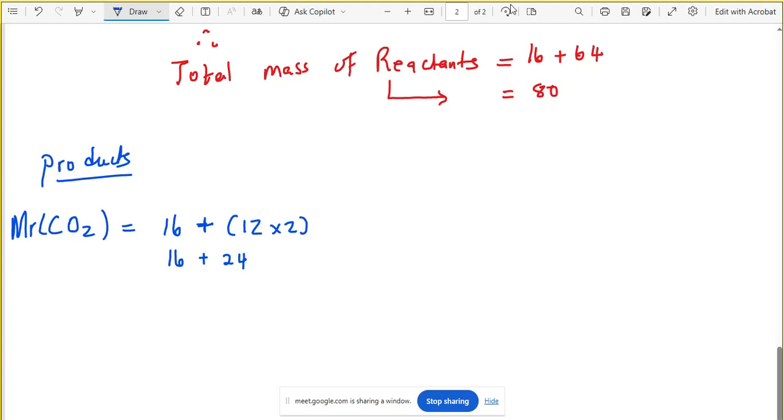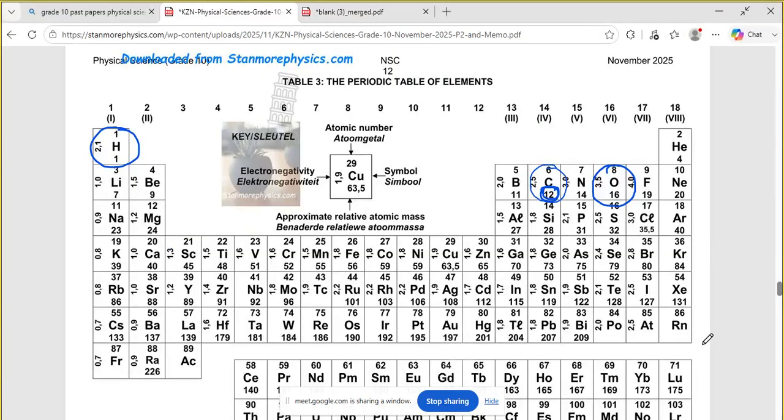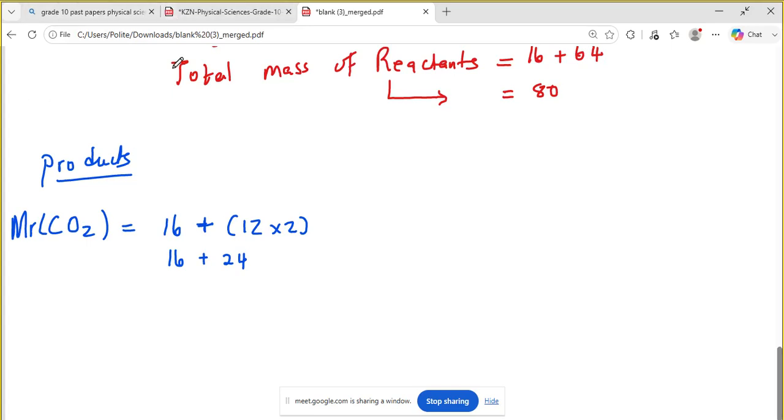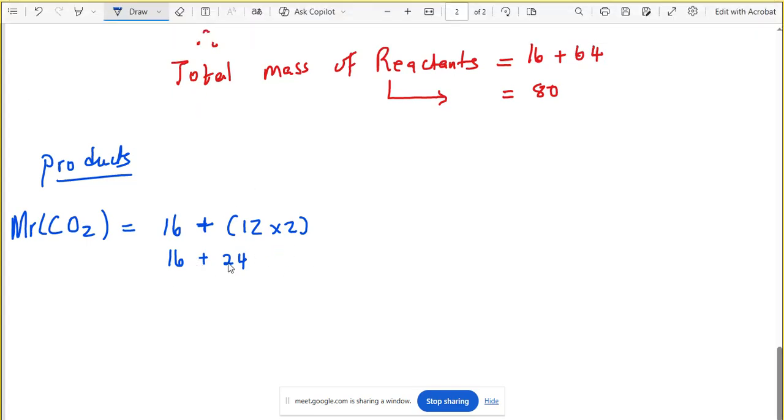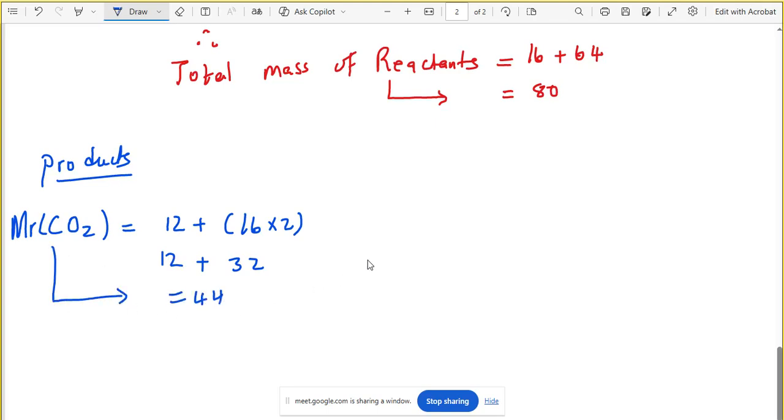Let me go to the periodic table. It's C. C is 12. It's not 16. C is the one that is 12. Okay, let's quickly fix this. So C is 12 plus oxygen, which is 16, so 2 times 16 gives us 32, plus 12, which is 44. So the molar mass of CO2 is 44.